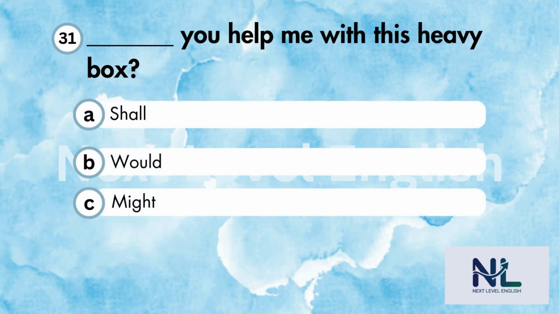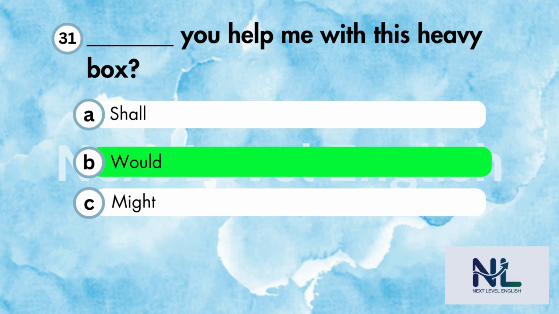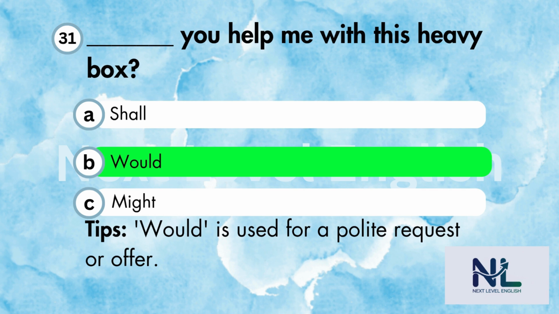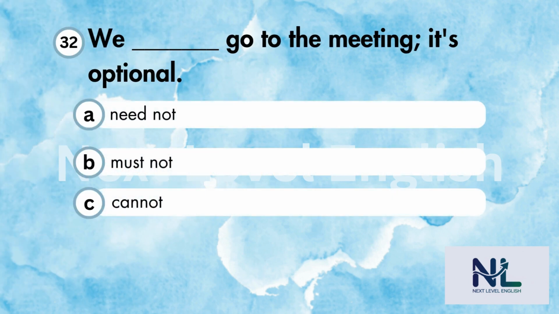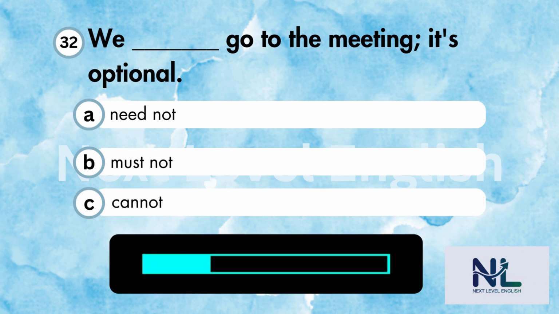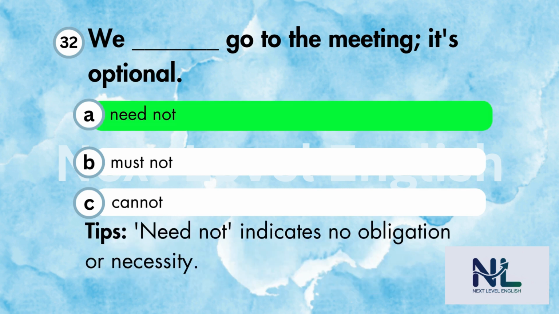31. You help me with this heavy box? Would. Tips. Would is used for a polite request or offer. 32. We go to the meeting, it's optional. Need not. Tips. Need not indicates no obligation or necessity.